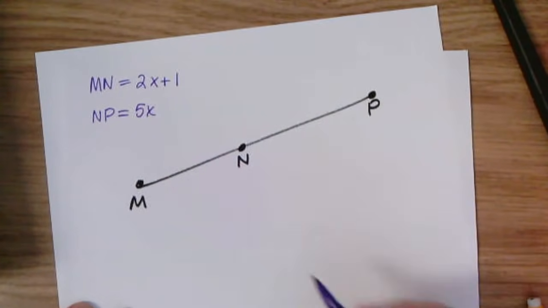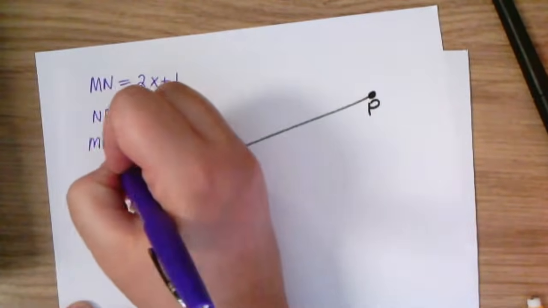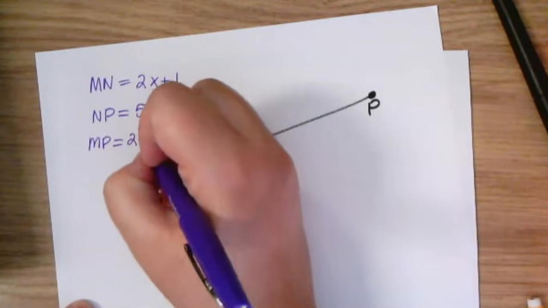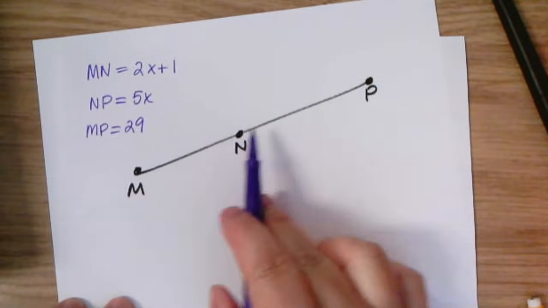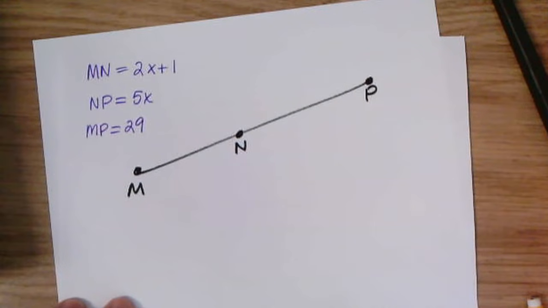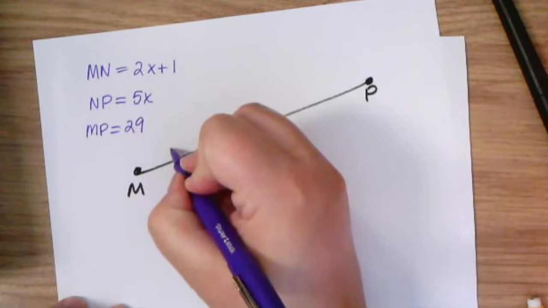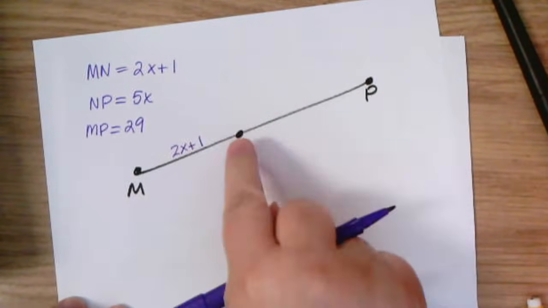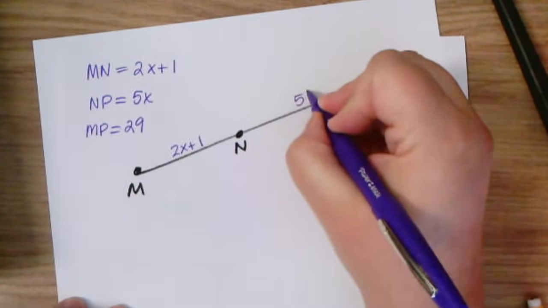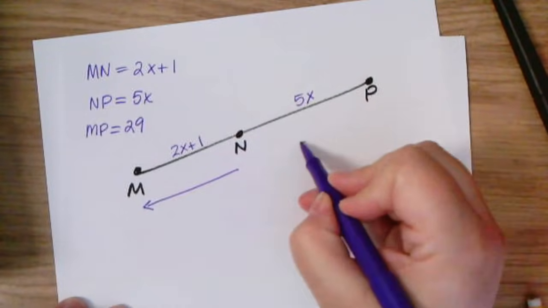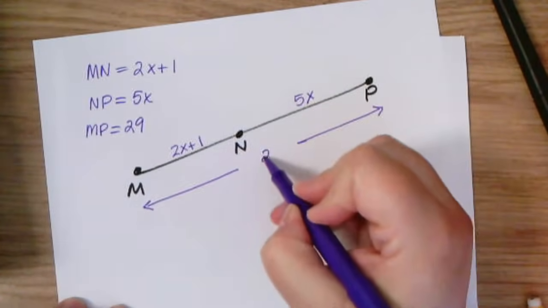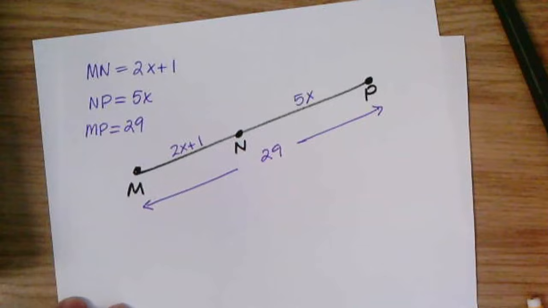And that MP has a length of 29. Okay, and I deliberately wrote them out to the side because they're not always going to be written on your segment for you, but I would probably think about putting them on there. Like if this is what I'm writing on my paper, I might go ahead and move the MN down here and NP, so this is 5x, and then I might even draw arrows to show that I'm talking about the whole thing and say this whole thing is 29.